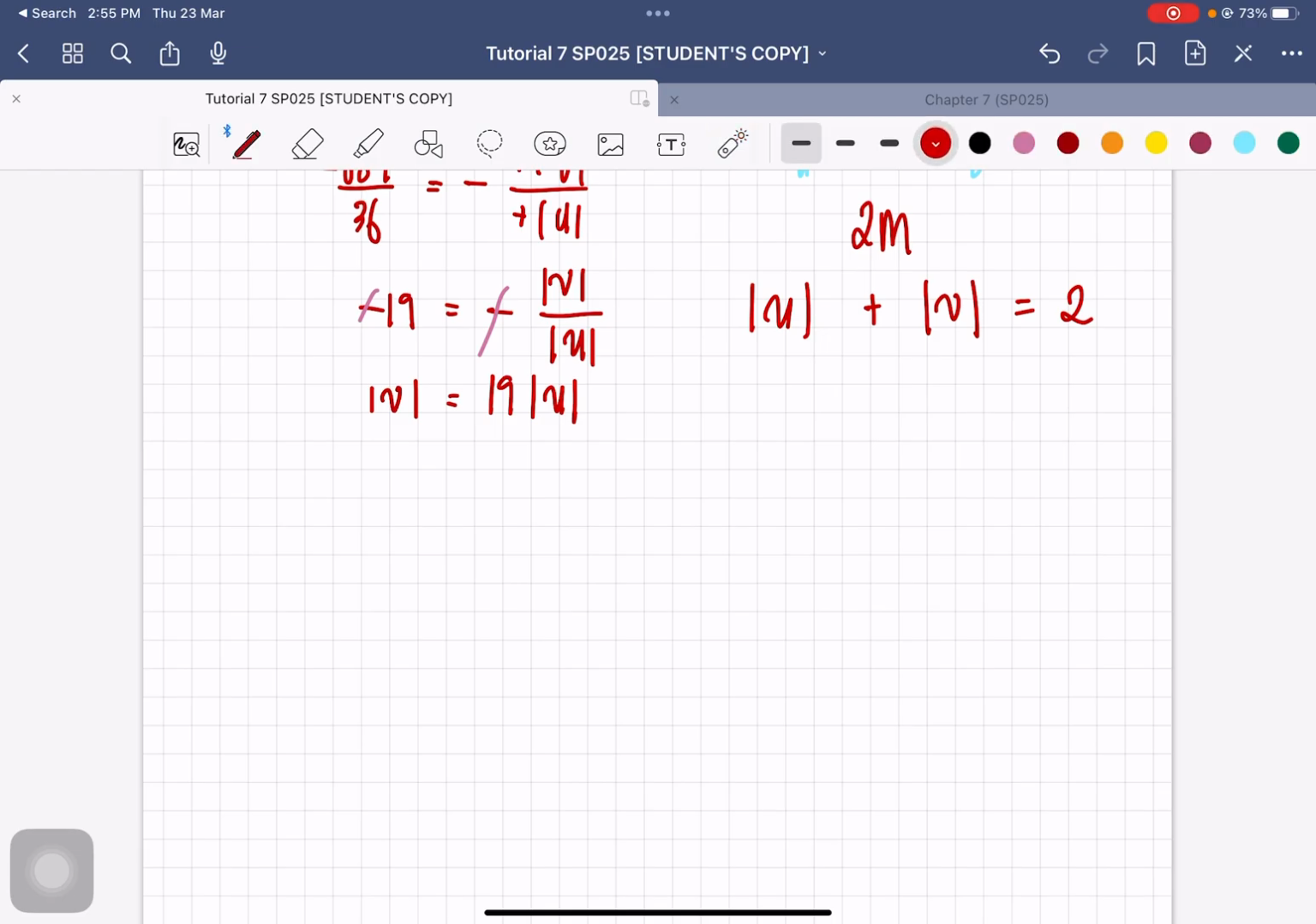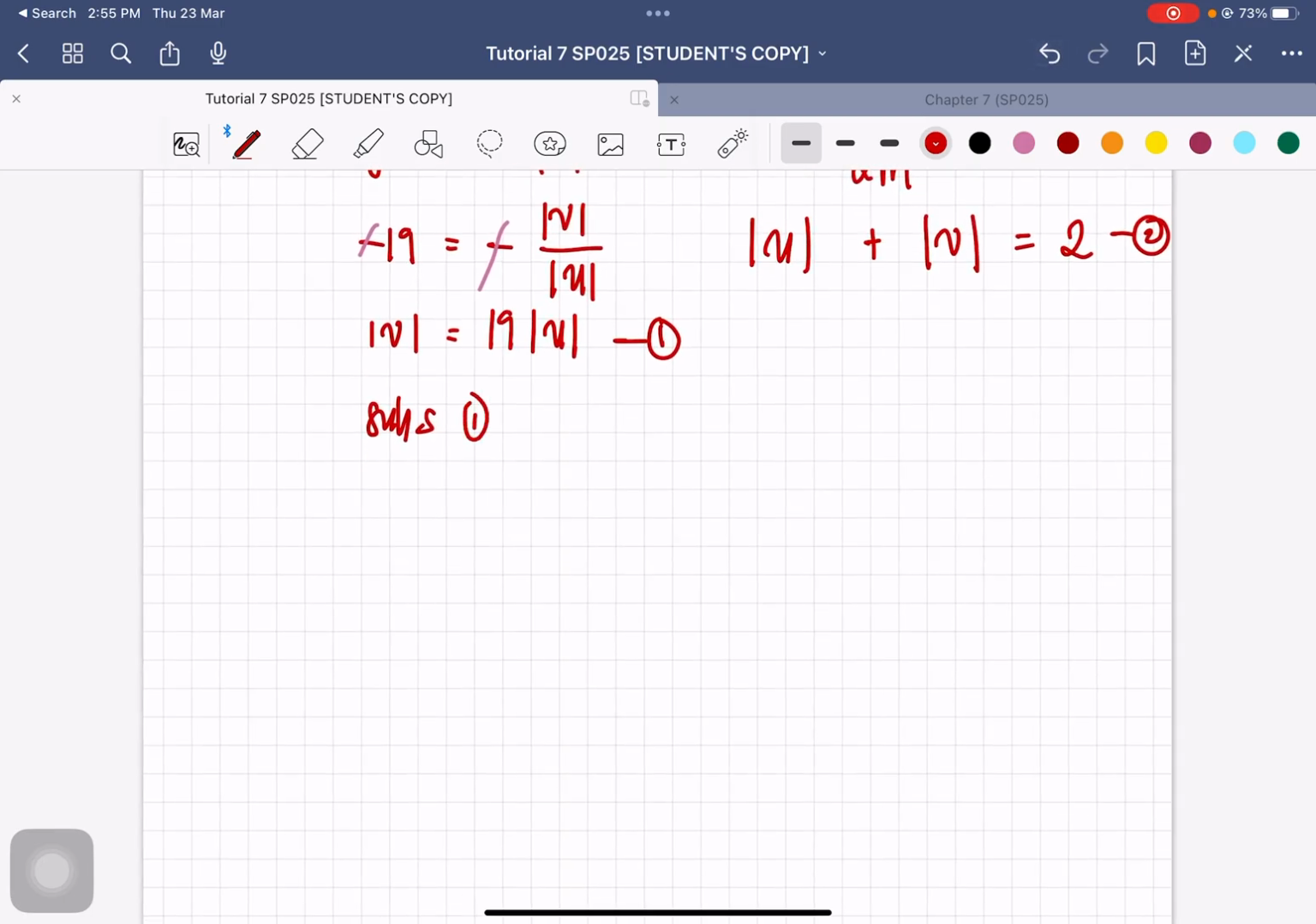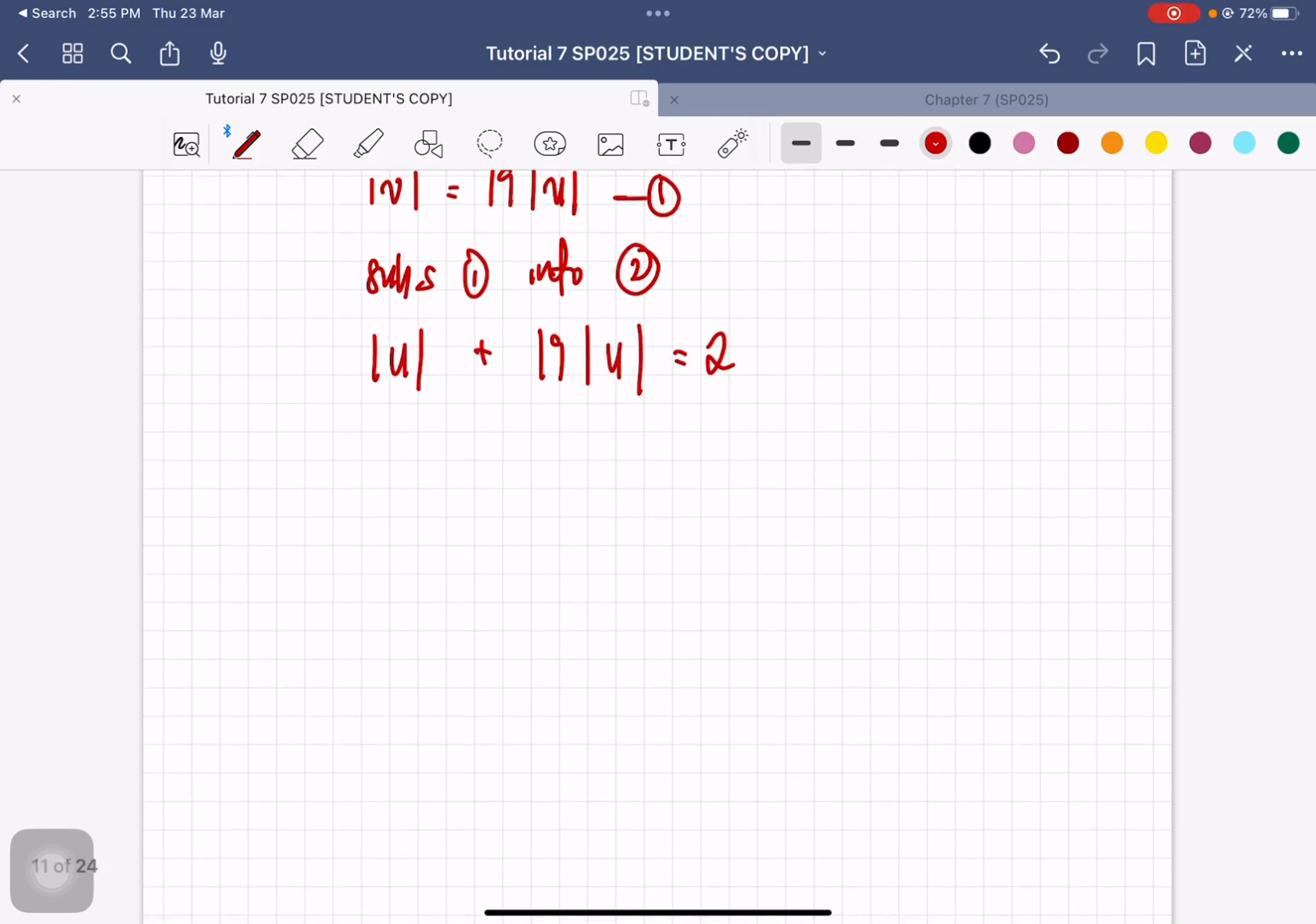What we can do is substitute. Can I write this as 1 and this as 2? Substitute equation 1 into equation 2. So we will write it as 19u plus u equal to 2, which is 20u equal to 2, which gives us the object's distance. Let me just do 2 divided by 20. So the object distance is equal to 0.1 meter.